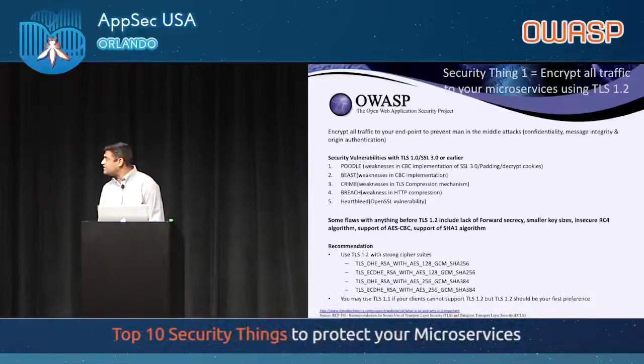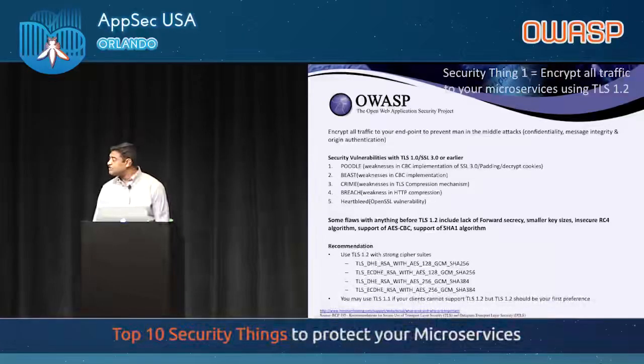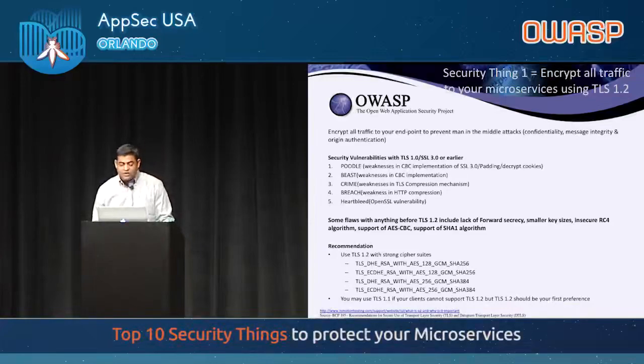BEAST is another weakness that came out that again exploits the weaknesses in CBC implementation. CRIME and BREACH, these two vulnerabilities exploit the TLS compression and HTTP compression. Basically, they are trying to guess based on the compression, and then they are able to figure out the pattern of the encrypted traffic. And then we all know about Heartbleed, which is an OpenSSL vulnerability. So the bottom line is just doing TLS is not enough.